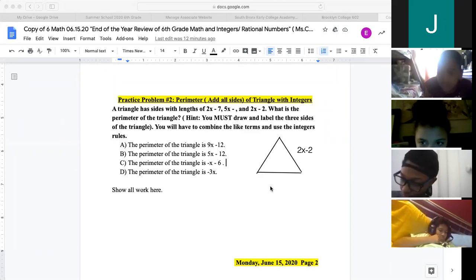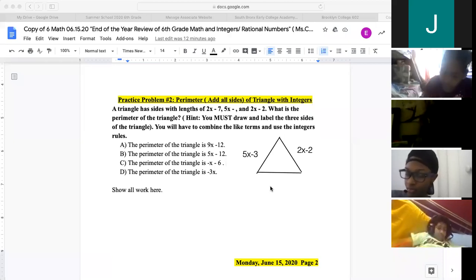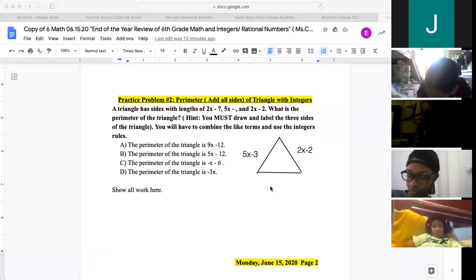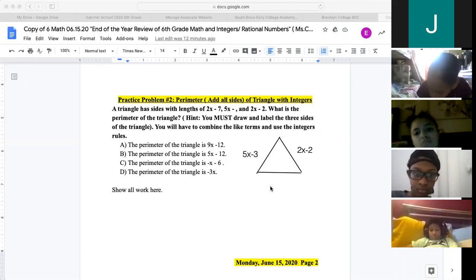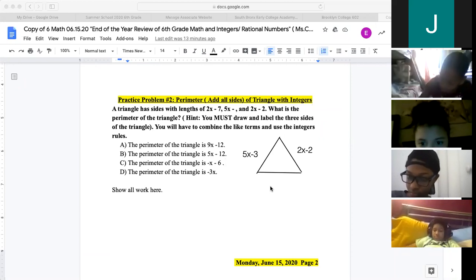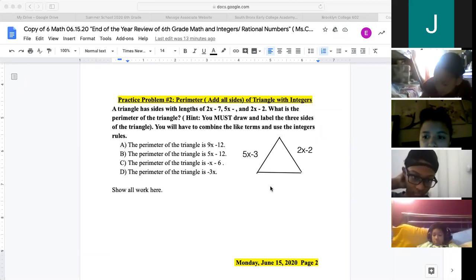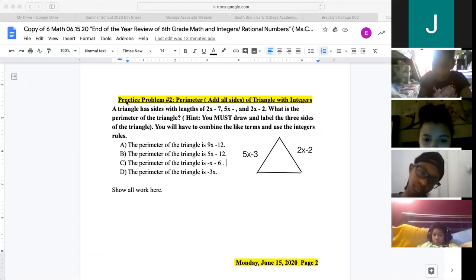It doesn't matter what side you put these numbers on, as long as they're on each side, it doesn't matter. 5x minus 3 is on one side, and on the other side, we're gonna have 2x minus 7. And then I'm gonna take over from here. 2x minus 7 is the last one.